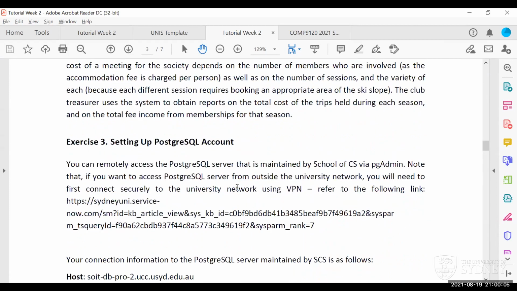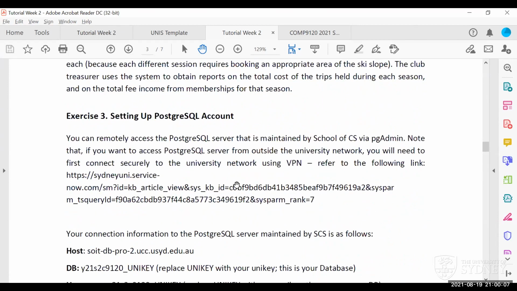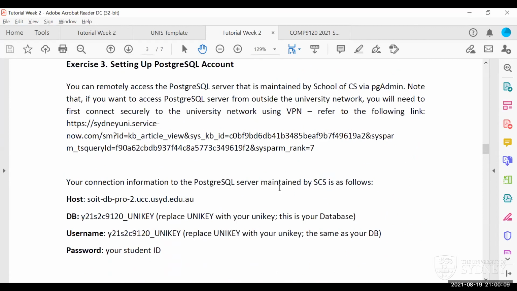All right, exercise 3, the last one. So let's set up the PostgreSQL account. Okay. So first thing first, you have to make sure that you have installed VPN, right? It's important that you have VPN installed on your computers.